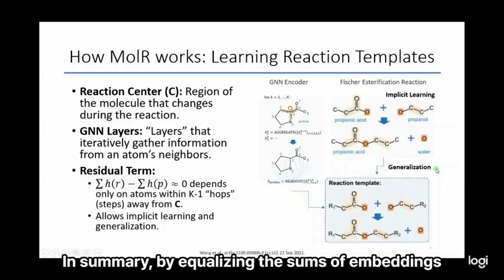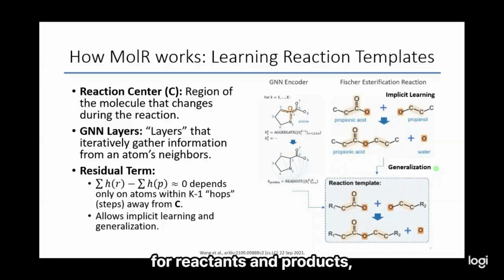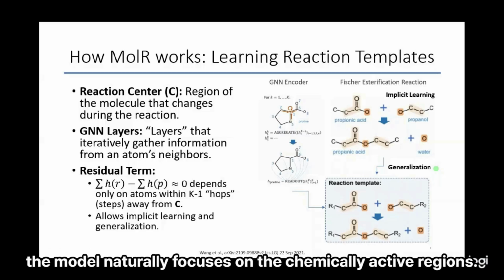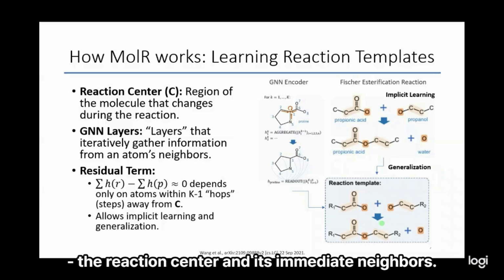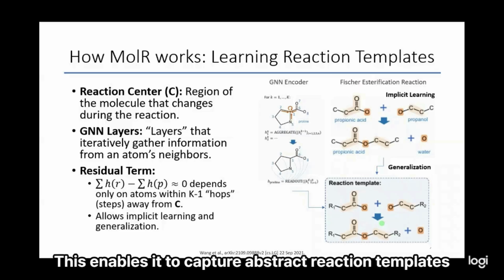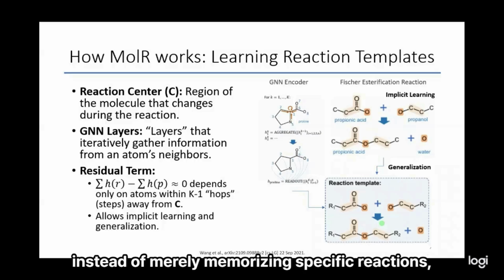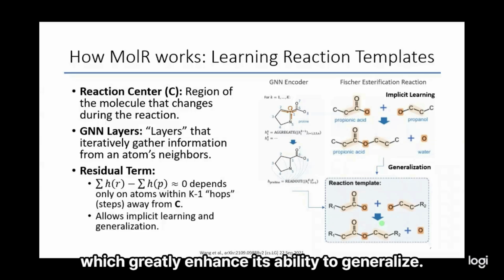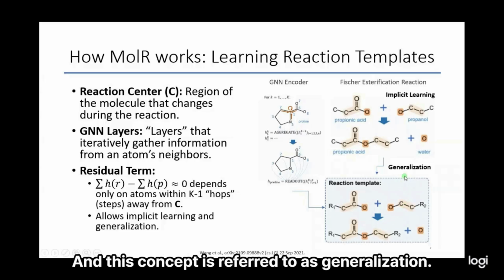In summary, by equalizing the sums of embeddings for reactants and products, the model naturally focuses on the chemically active regions, the reaction center and its immediate neighbors. This enables it to capture abstract reaction templates instead of merely memorizing specific reactions, which greatly enhances its ability to generalize. And this concept is referred to as generalization.